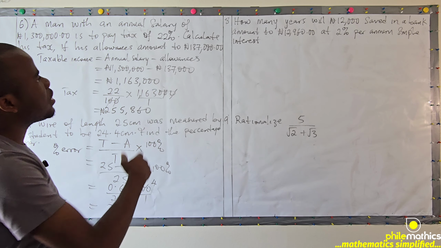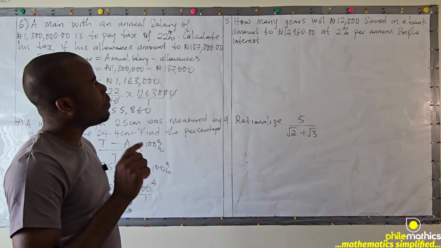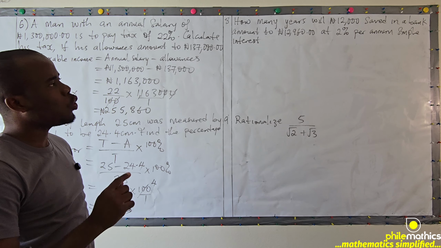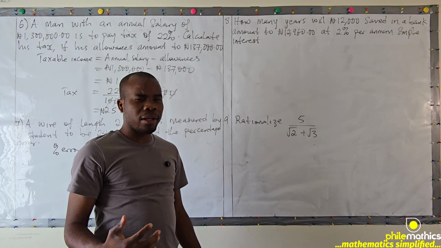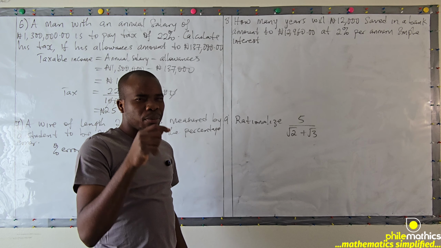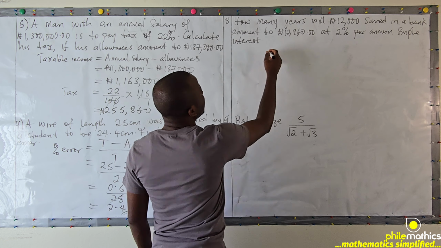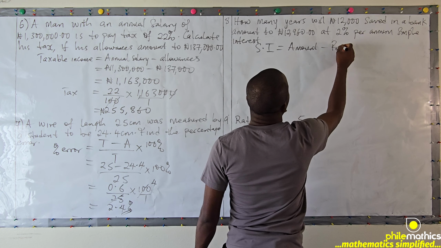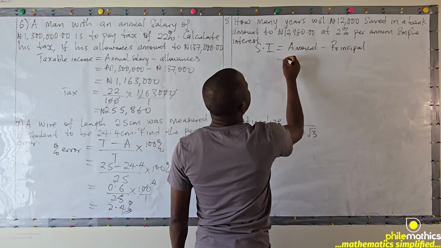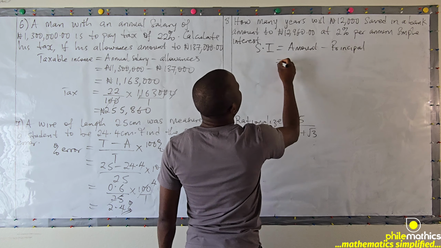Question 8 says, how many years will 12,000 saved in a bank amount to 12,960 at 2% per annum simple interest? So we know the principal, we know the amount, we know the percent, we don't know the simple interest. And the simple interest is simply the amount minus the principal. And the amount is 12,960 minus 12,000. This gives us 960 naira.